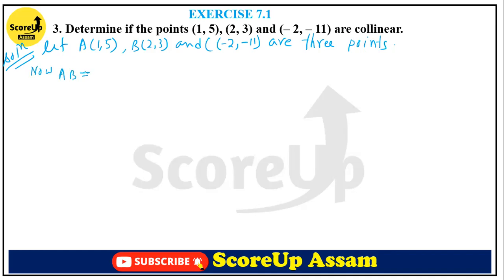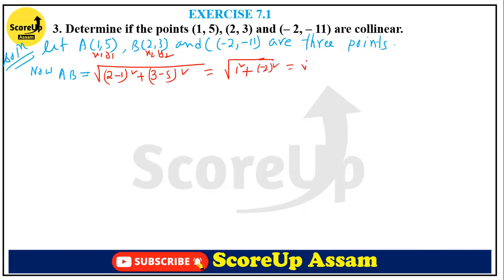Now, what is the length of AB? In this case, 1 will be our x1, 5 will be y1, 2 will be x2, 3 will be y2. AB is equal to, I am writing directly, root of (2 minus 1) whole square plus (3 minus 5) whole square. So ultimately 2 minus 1 is 1 square, and 3 minus 5 is minus 2 whole square, so 1 plus 4, that is root 5. Now AB is done.